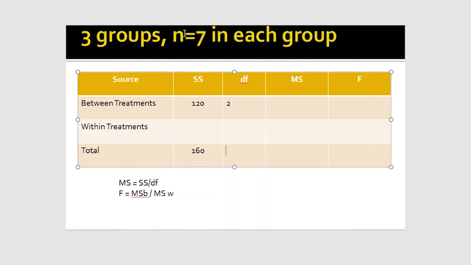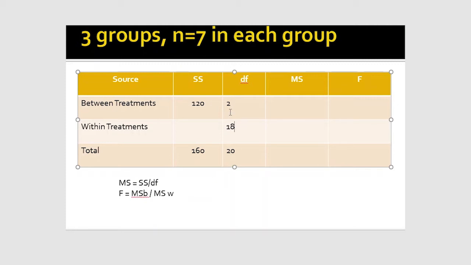Our total degrees of freedom: our sample size within each group is 7, so 7 times 3 is 21, and 21 minus 1 gives us 20. Then there are 2 ways of figuring out the within treatments. One is that these two both have to add up to 20, so it has to be 18. The other way is that we've got 3 groups with 7 in each, so the degrees of freedom within each group is 7 minus 1, which is 6. 6 times 3 is 18, so we get the same answer either way.